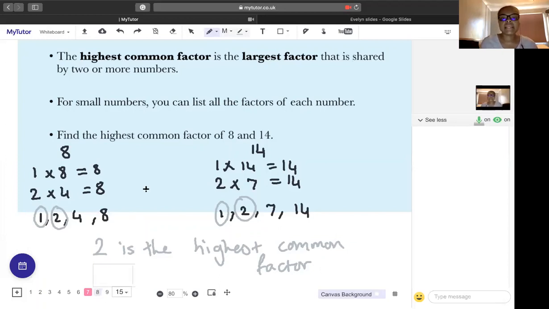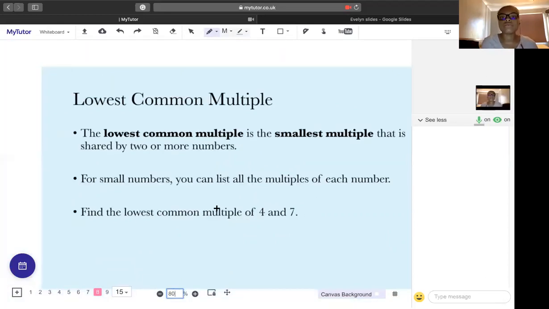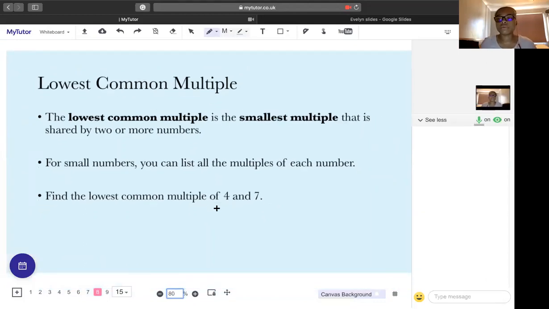Now, this goes on to lowest common multiple. So since we can find a highest common factor, we can also find a lowest common multiple as well. Now, the lowest common multiple is very similar, just the opposite way round. So we have the smallest multiple that is shared between 2 or more numbers. So when these numbers are small, what we can do is list some of the multiples, the first few multiples of each number, and then pick whichever one is the smallest.